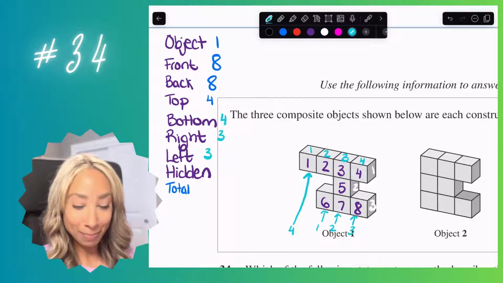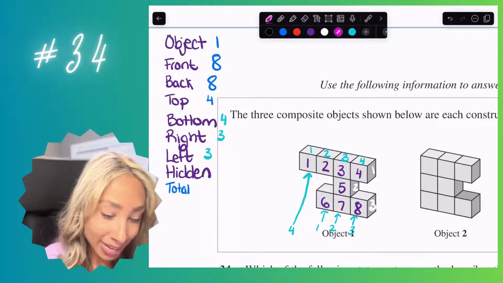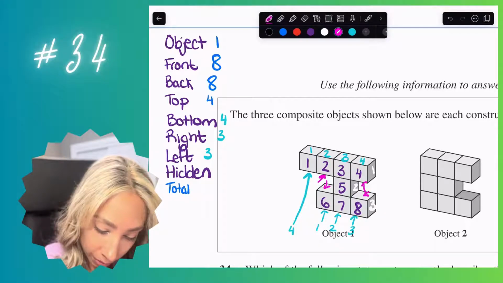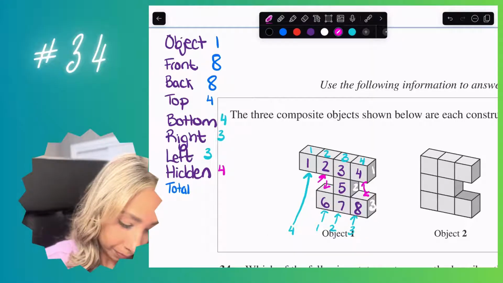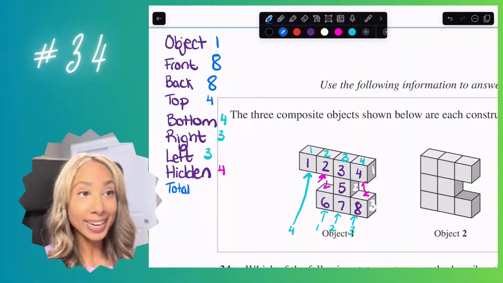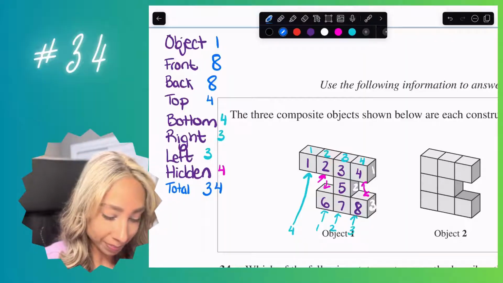Okay, so here's that tricky part. We have to account for those hidden parts. So our hidden parts are going to be here. That's 1, 2, 3, 4. So if we add all of those numbers up together, we are going to get a total of 34.